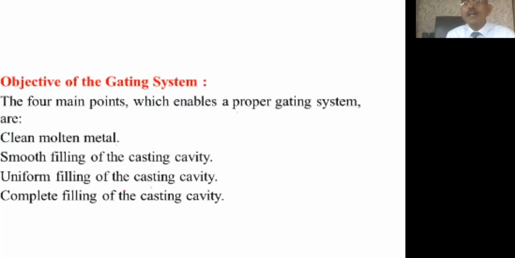Smooth and uniform filling of the cavities. And at the same time, complete filling of the cavity is also required. After shrinkage also it should get filled up with the help of the riser. So that is the gating system objective. What are the objectives of the gating system? First objective is clean molten metal. Second is smooth and uniform filling of the casting cavity. And complete filling of the cast is another requirement. Suppose it is not completely filling, then it becomes a problem.